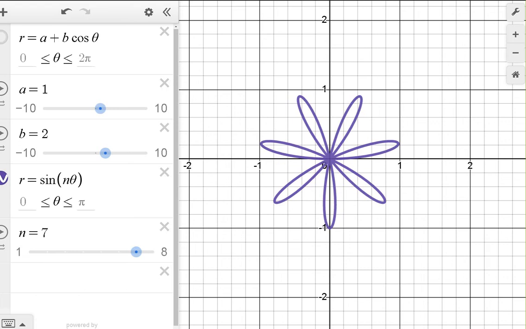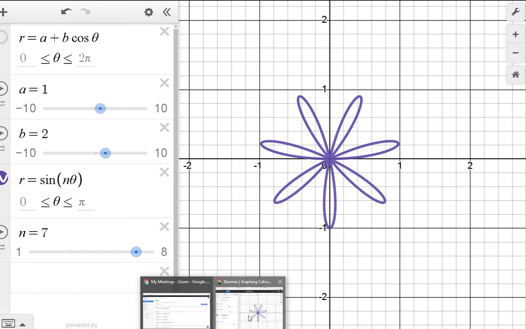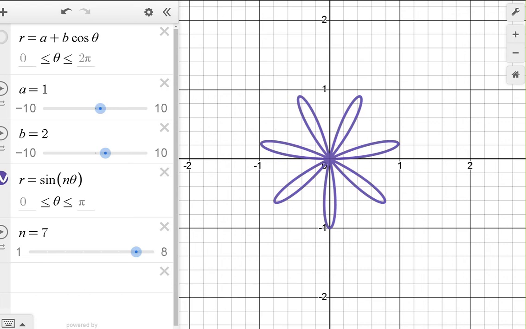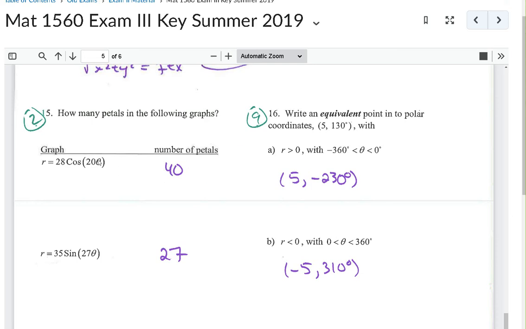Yeah, so that's it. That was really the point of this problem on my old exam, was just asking you to figure out how many petals there would be. So I gave you one even and one odd number to deal with. Write the equivalent numbers in polar coordinates with r greater than 0 and theta between negative 360 and 0. So let's start out by looking at the point 5 and 130 degrees and figure out where that would be.